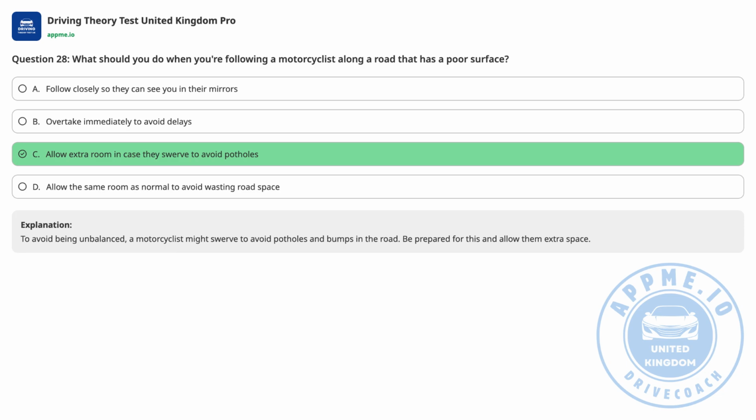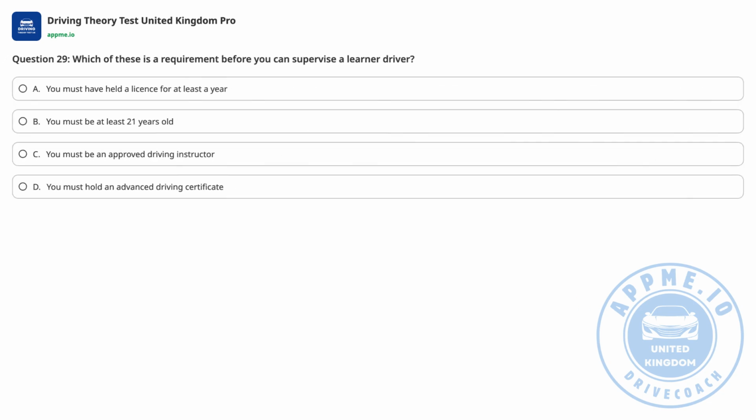The correct answer is C. Question 29. Which of these is a requirement before you can supervise a learner driver? A. You must have held a license for at least a year. B. You must be at least 21 years old. C. You must be an approved driving instructor. D. You must hold an advanced driving certificate.